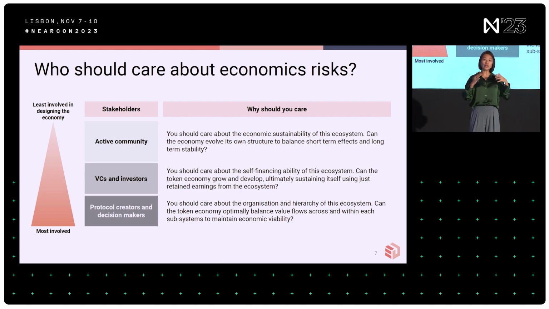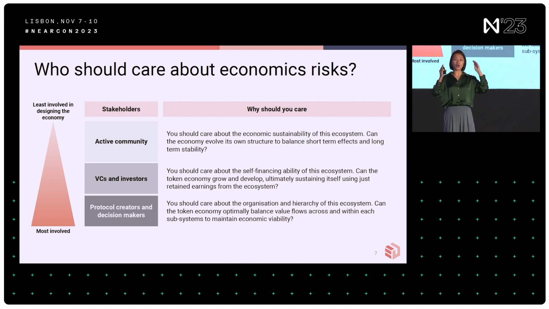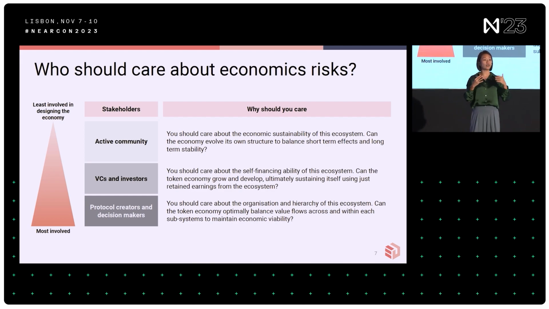So it's not about 1 or 0. It's not about complete decentralization or centralization. Who should care and who should not care? It's a degree of who should care and to what extent they need to understand the details. Maybe not everyone needs to know the exact P&L of what's going on in the ecosystem, but at least there must be some level of information that's shared with the community. So the least involved is actually the active community.